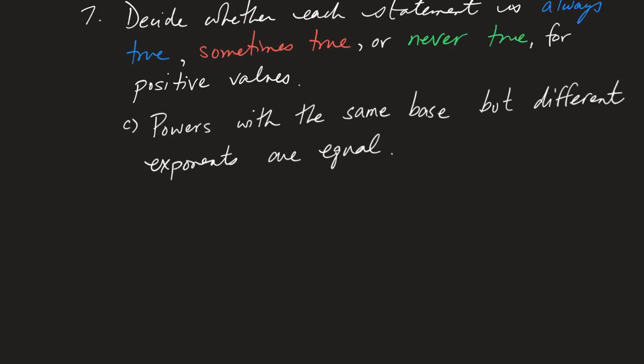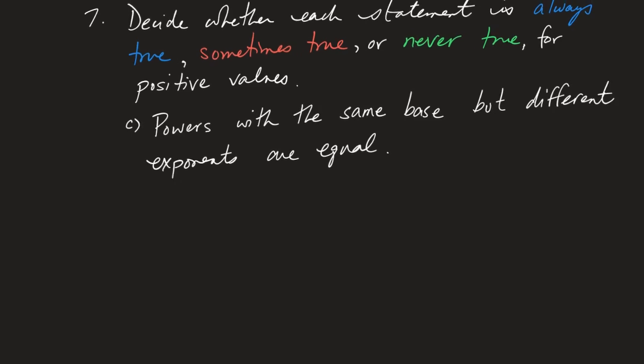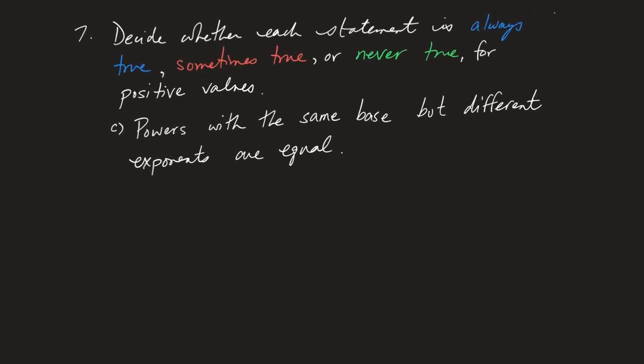Okay, last one. You take a look. Same thing, always true, sometimes true, never true. The statement in this case, powers with the same base but different exponents are equal. Okay, I want you to pause the video now, give it a shot. Okay, we're back.